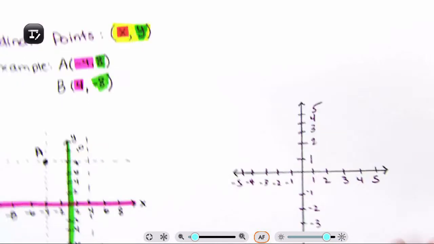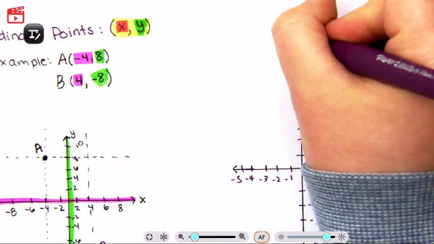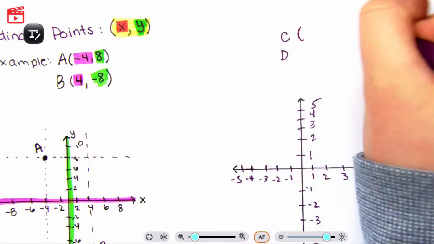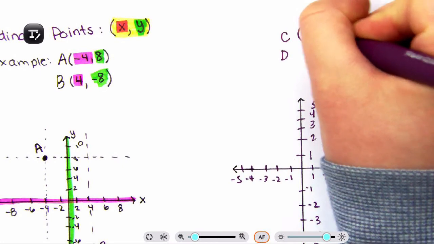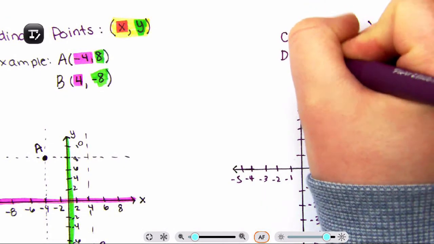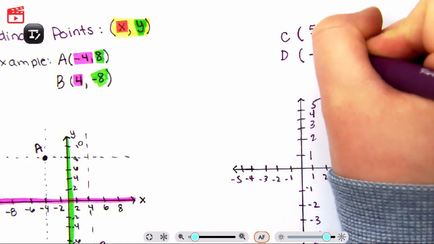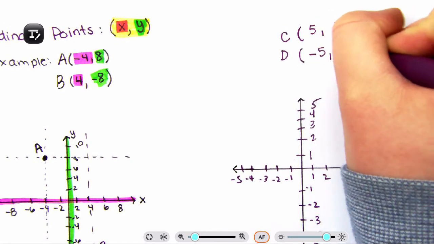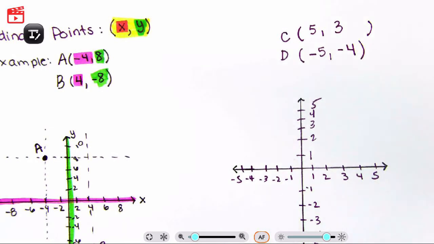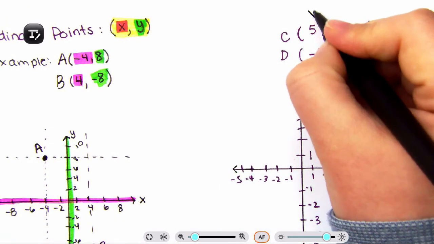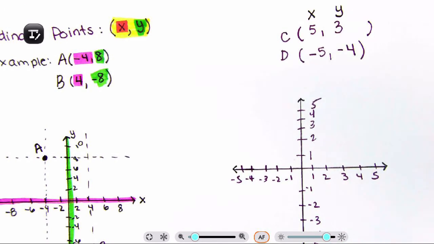All right, let's go ahead and give you 2 more points. Let's do C and D. And let's graph 5, 3. And let's graph -5, -4. Let's do those 2 points. So what comes first, what comes second? X always comes first, then comes Y. So if you don't want to do the dotted lines, that's fine. I encourage you to start doing it without the dotted lines.